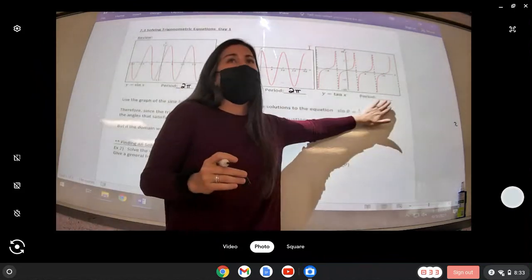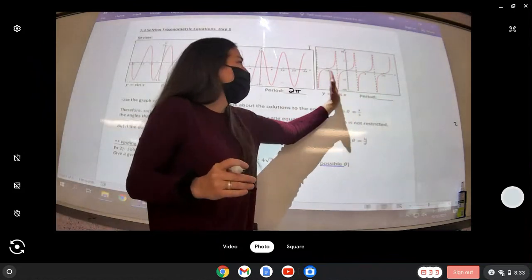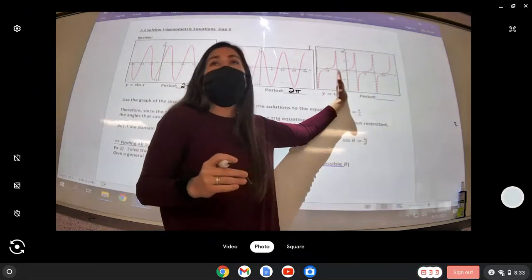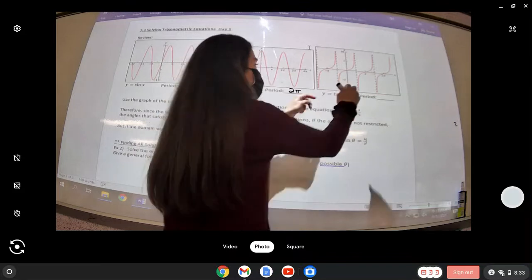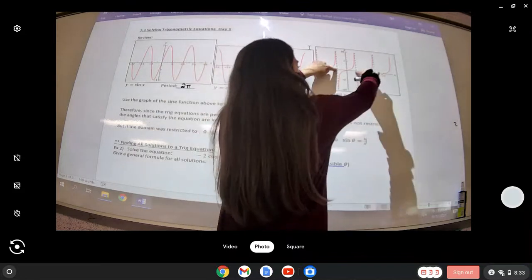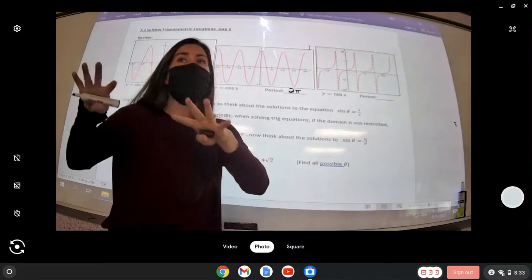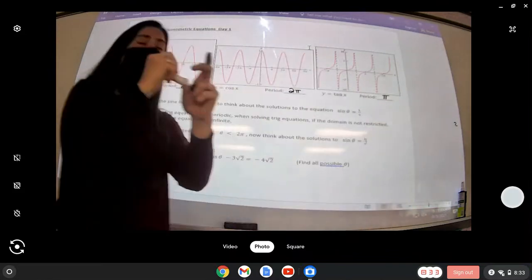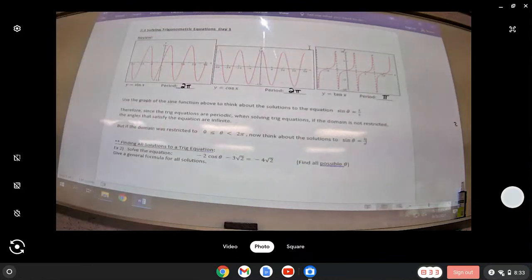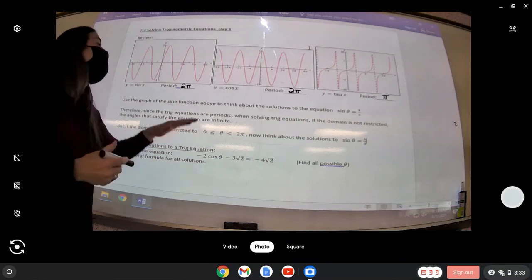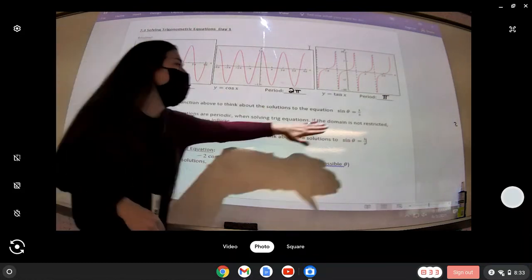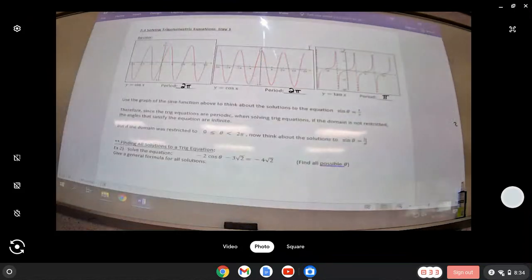But tangent was different. Tangent, because of his restrictions in his domain, actually started to repeat himself faster. Tangent only took from negative pi over 2 to pi over 2, which is pi radians, to create one of his cycles. So the tangent function had a faster period, and it took less inputs to create another tangent curve. All right? And then the reciprocals behaved the same way. Cosecant, secant, and cotangent had the exact same periods, okay?